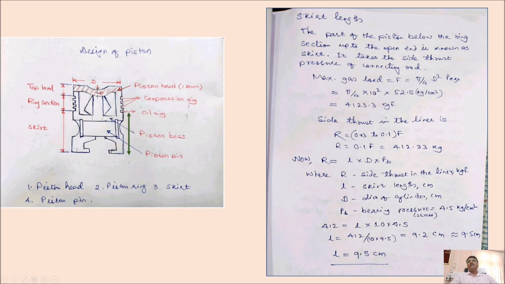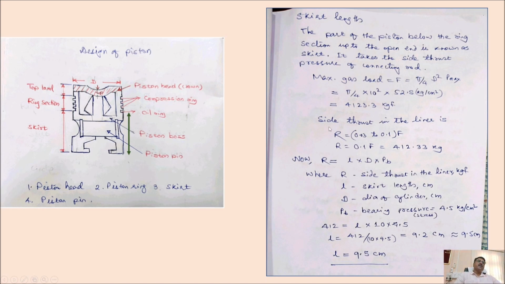It is from the point where the piston ring ends to the end point. So it is calculated on the basis of maximum gas load. The maximum gas load equal to pi by 4 into d square into P max. This cross section area pi by 4 into d square into maximum gas pressure is coming 4,123.3 kg force.